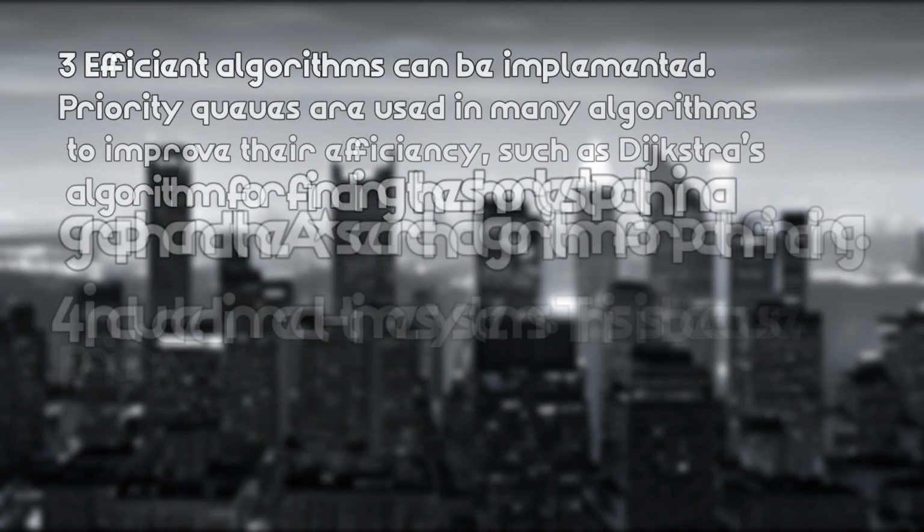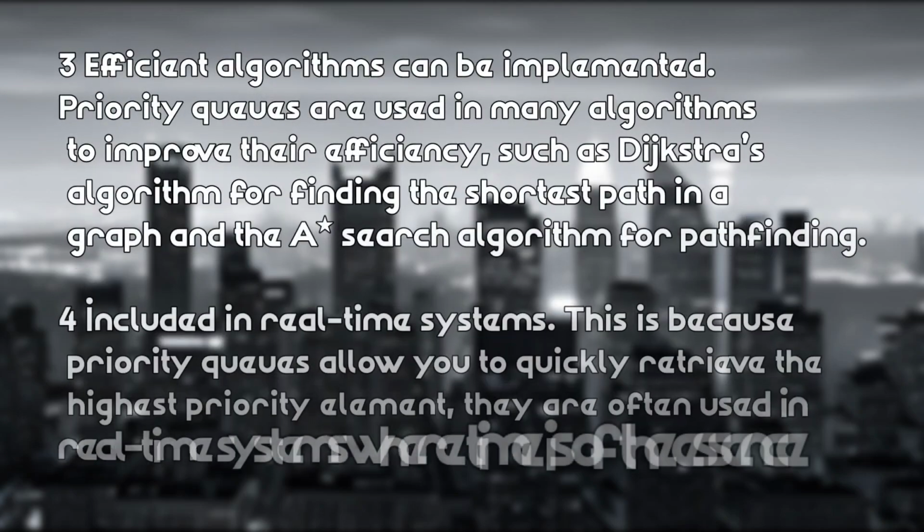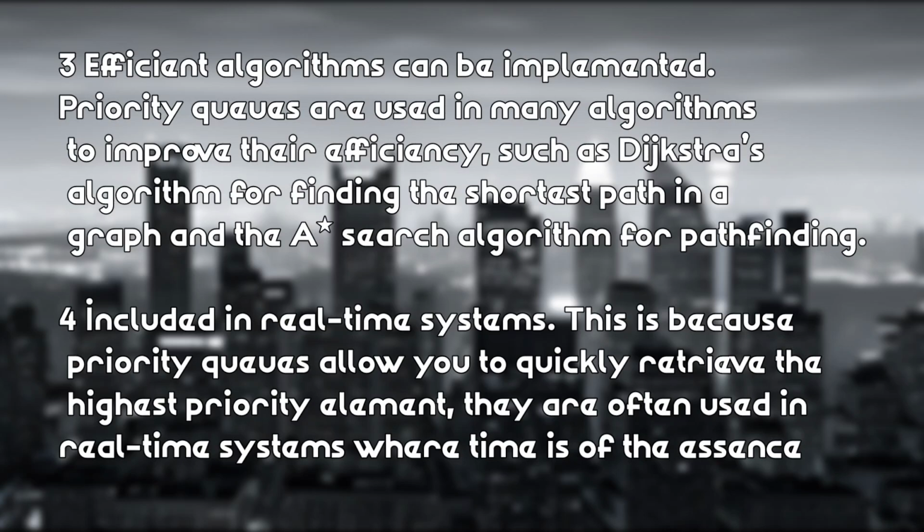3. Efficient algorithms can be implemented. Priority queues are used in many algorithms to improve their efficiency, such as Dijkstra's algorithm for finding the shortest path in a graph and the A* search algorithm for pathfinding. 4. Included in real-time systems. This is because priority queues allow you to quickly retrieve the highest priority element. They are often used in real-time systems where time is of the essence.